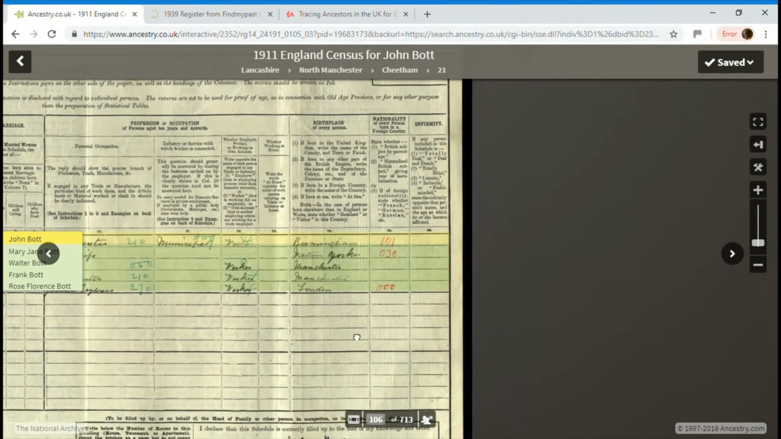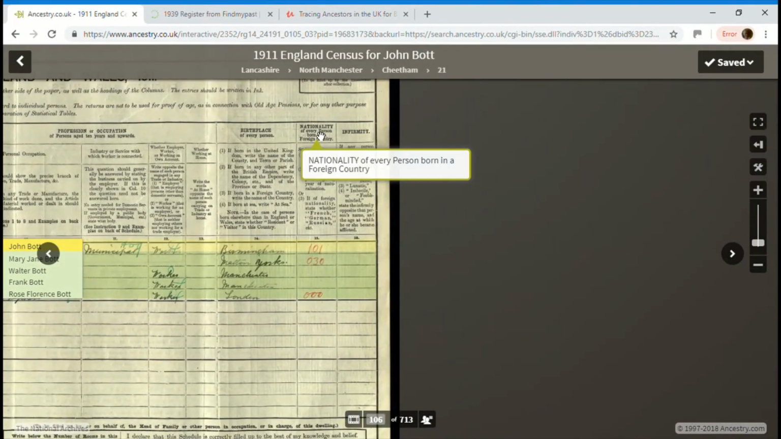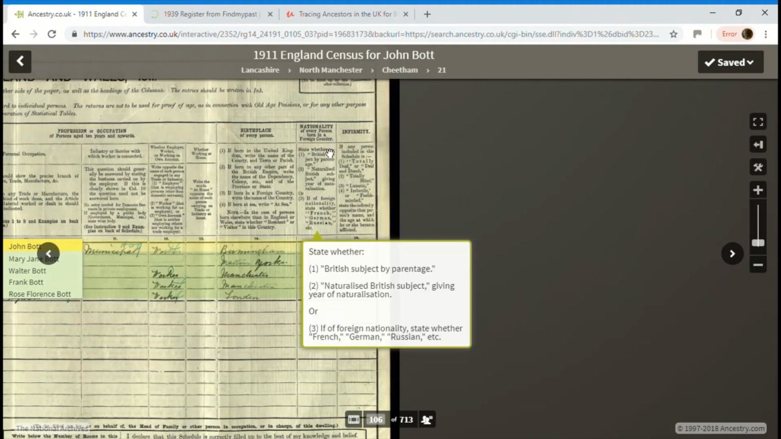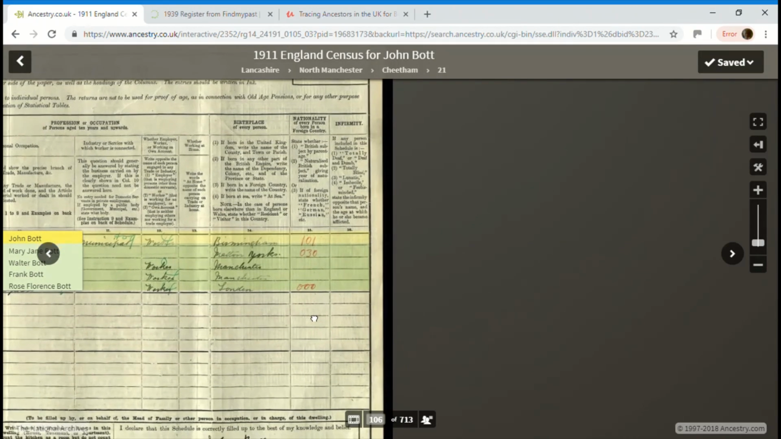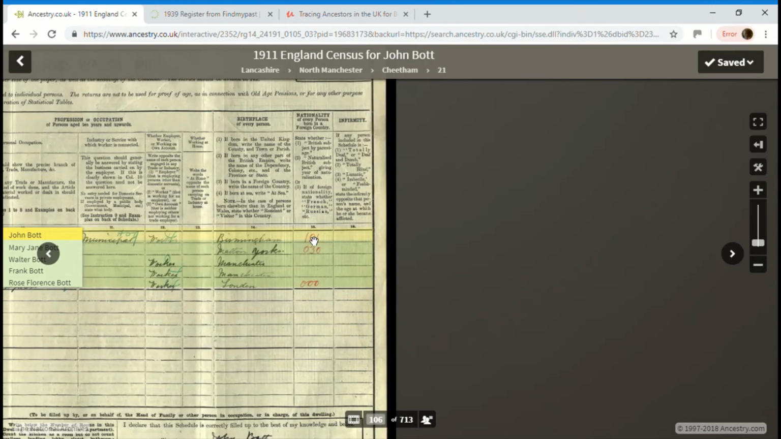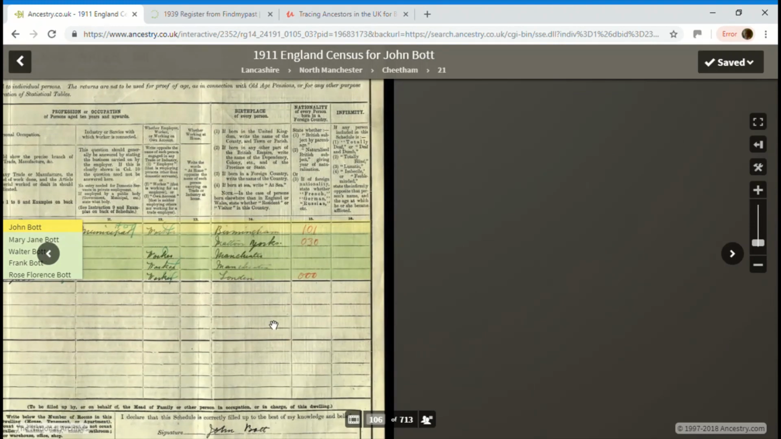Just coming over to the right here, I didn't take this into consideration. Nationality is shown only if they were born in a foreign country, so obviously there's nothing there. Don't worry about these extra marks you sometimes see, sometimes in a different colour pen. They are enumerated marks put in later on when they're doing count-ups or whatever, so you don't need to pay much attention to those sorts of things.